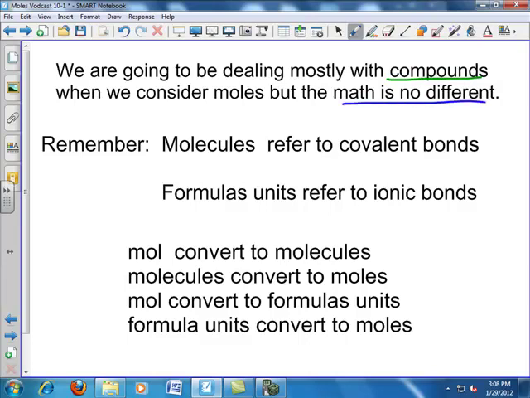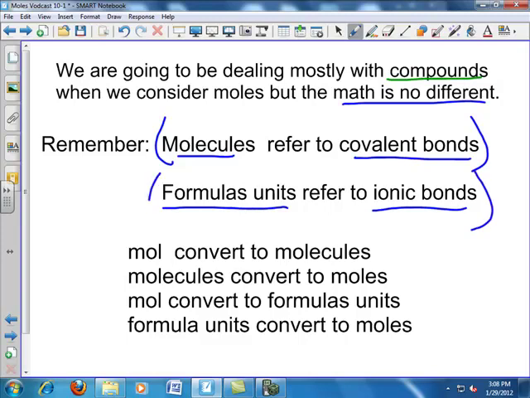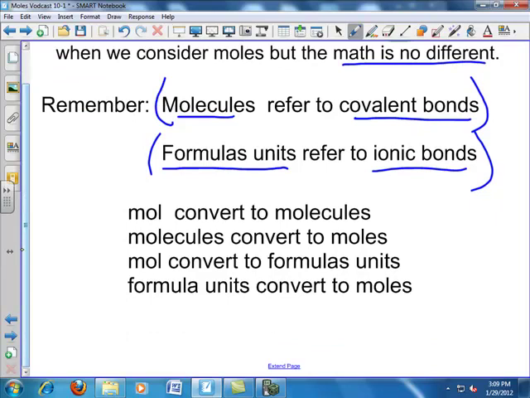Okay? Couple terms to remember. I want to see this written in your notes. Molecules refer to covalent bonds. Write that down. Formula units refer to ionic bonds. Write that down. Okay?